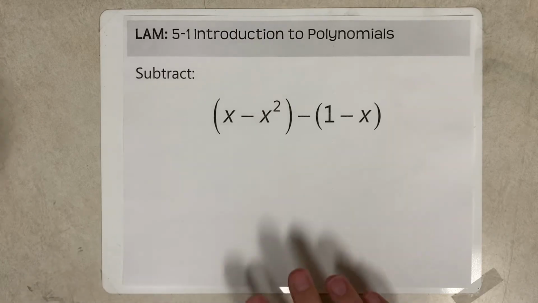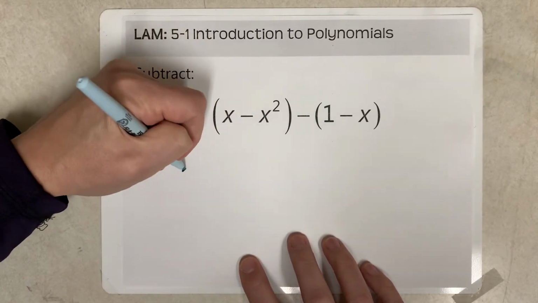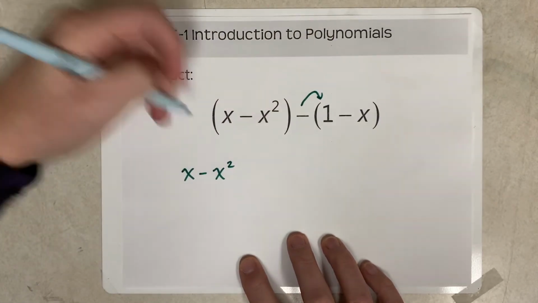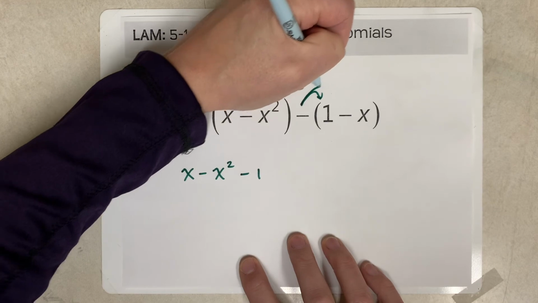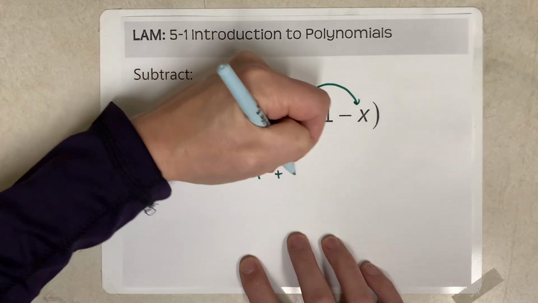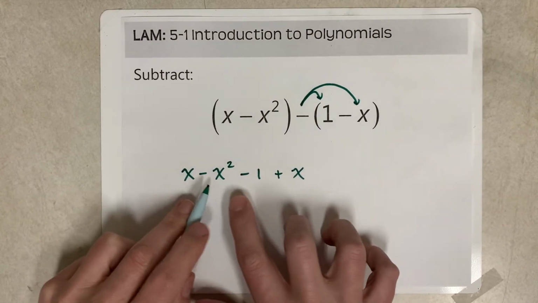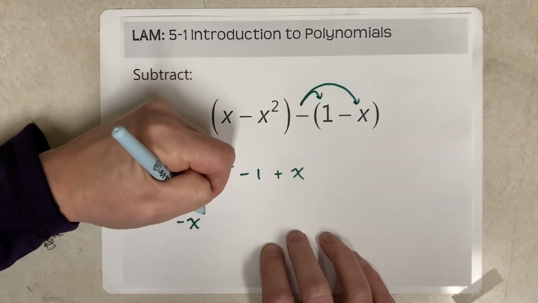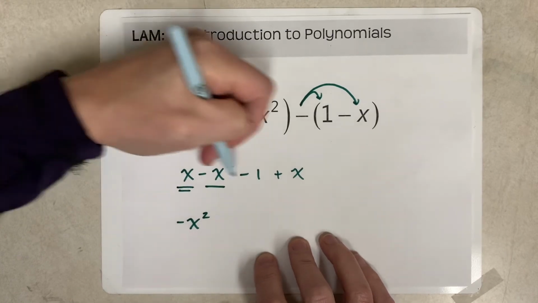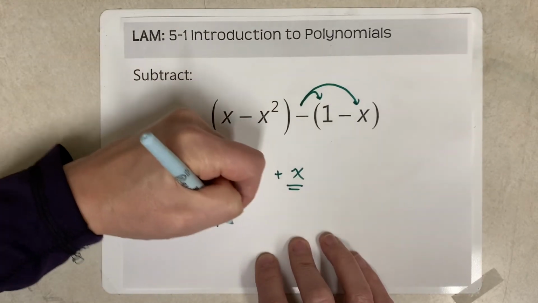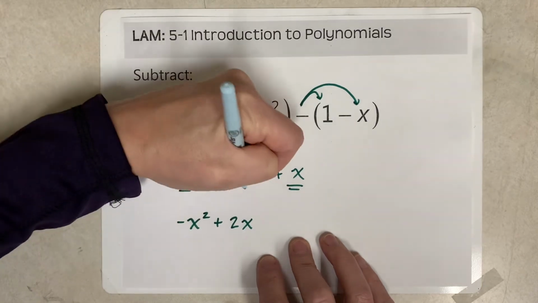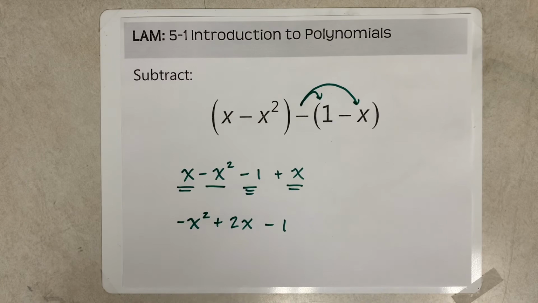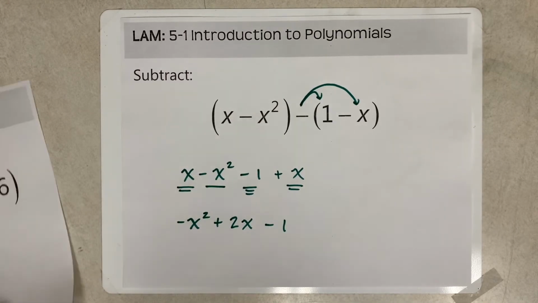Okay, a couple more. This one looks pretty simple. Let's see, x minus x squared. Okay, distribute, minus 1. Negative x makes positive x. So it looks like we have a negative x squared. I always start with the highest power of x first. A positive x and another positive x make positive 2x. And then we have a minus 1. And so that's our final answer, negative x squared plus 2x minus 1.